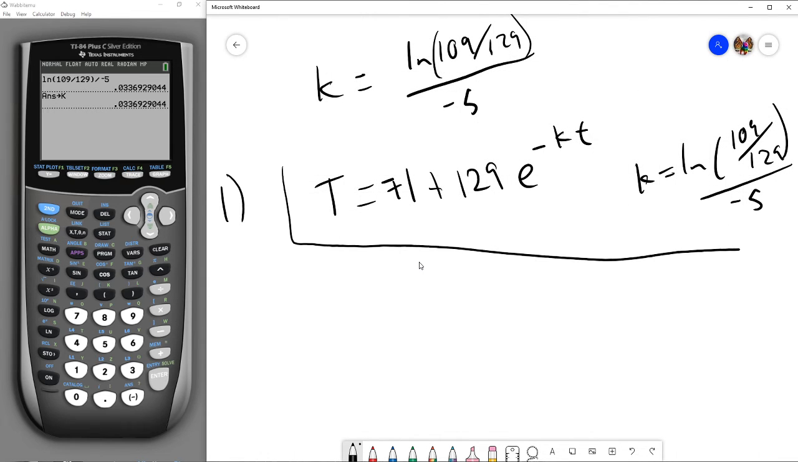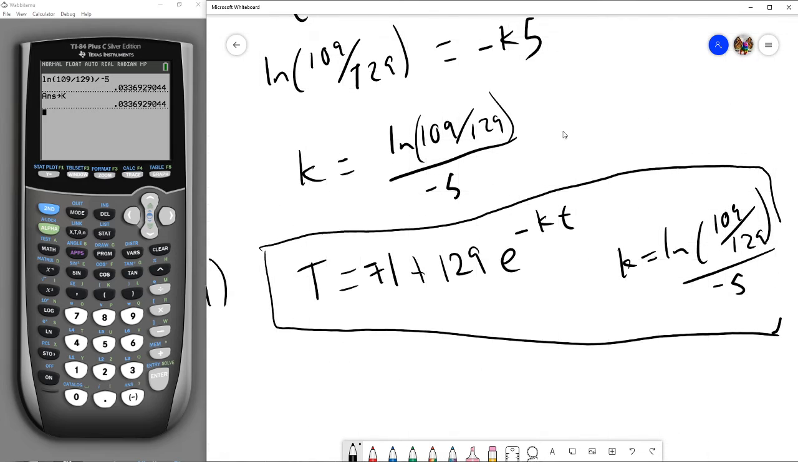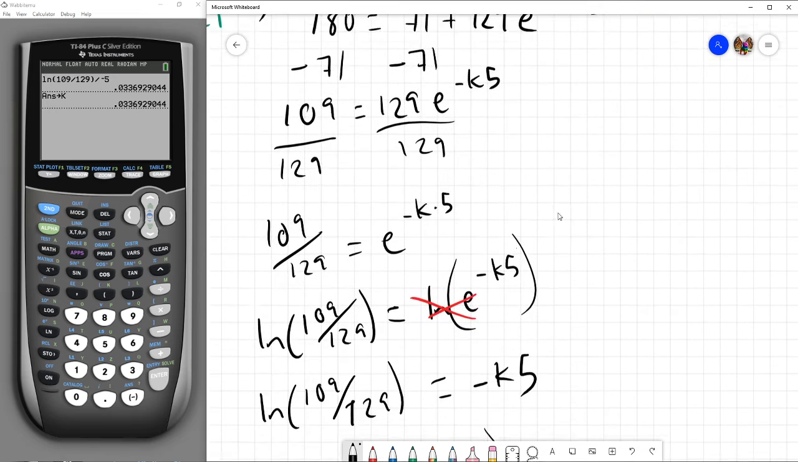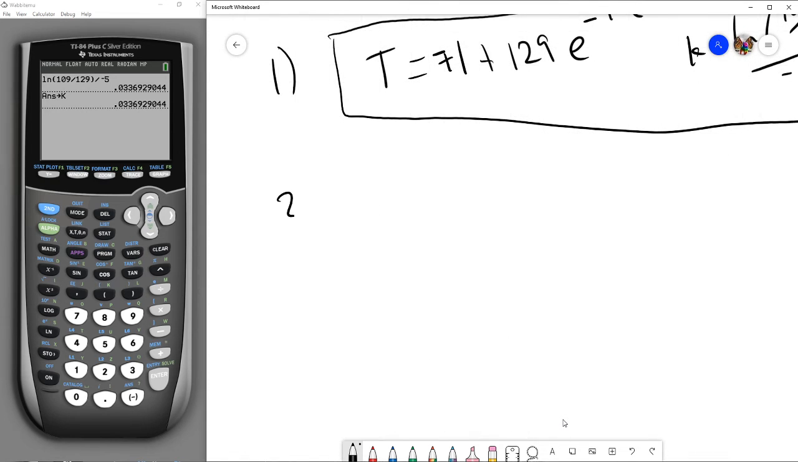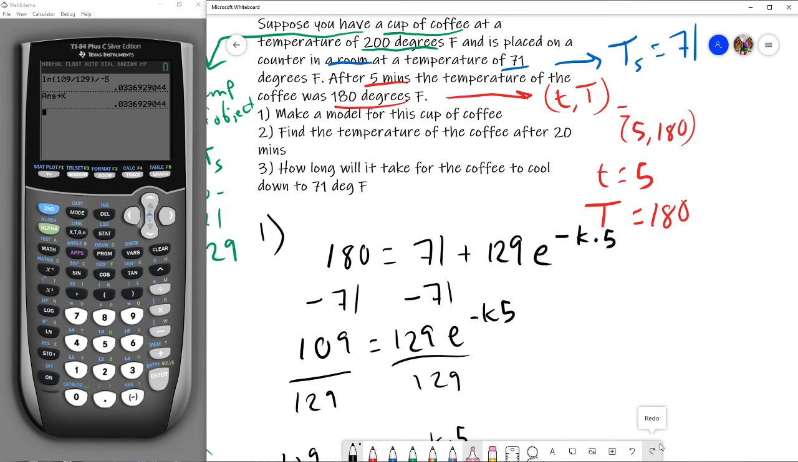So that's one way of writing our answer. You could put that entire number in there for our k. So we could put that whole natural log expression there, but I decided not to write it, just as long as we make a note off to the side what k is. So let's scroll up and see what number 2 asked. Find the temperature of the coffee after 20 minutes. Okay, so for number 2, we are asked to find the temperature of the coffee, so we want to know what capital T is. And then we know that little t is going to be 20.